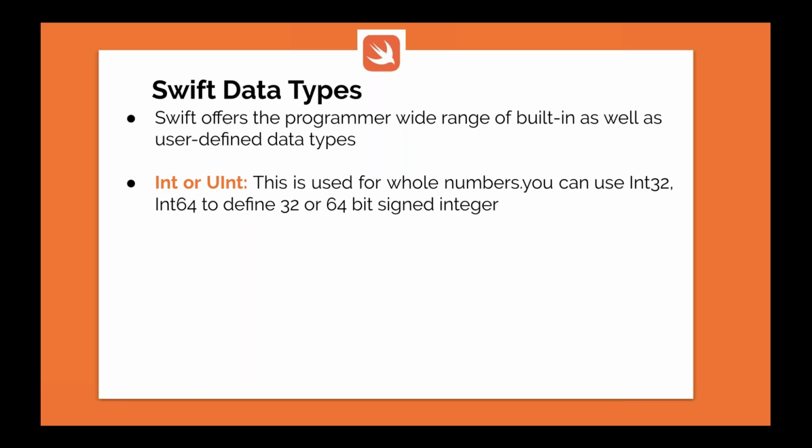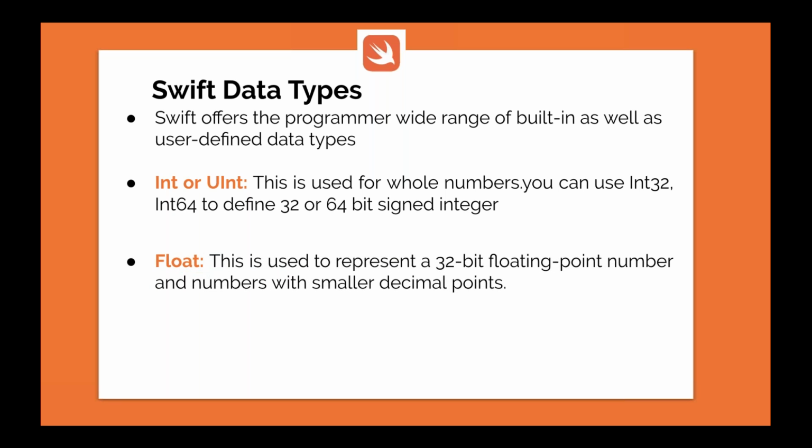Got my point? So integer has different variations: Int8, Int16, Int32, Int64. In a similar fashion, UInt8, UInt16, UInt32, and UInt64 are there. These are required when you are developing for specific hardware-related sizes. Otherwise, normally you can just use Int or UInt.